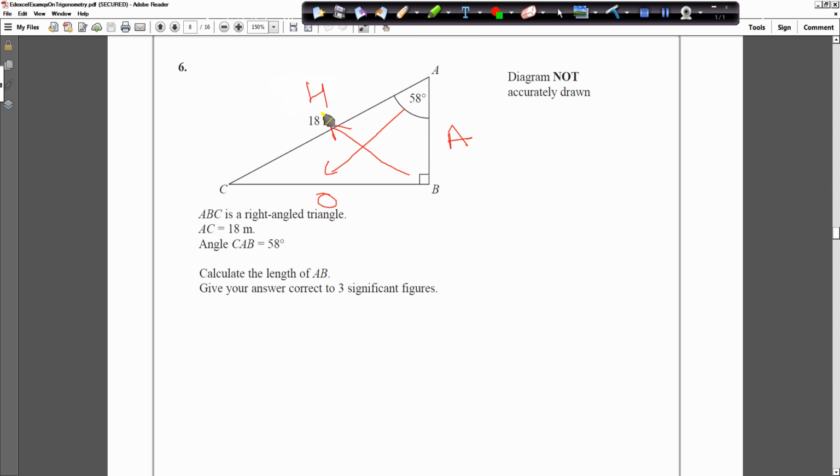So what do we know? We know the hypotenuse, and we know the angle. And we want to work out the length of AB. Good, if you've done it. This is area. Okay, so the question is between A and the angle.